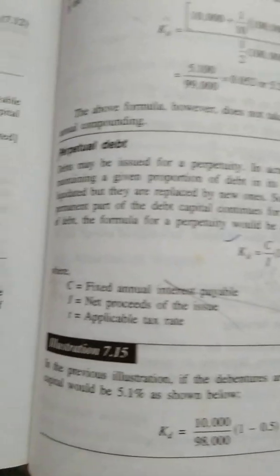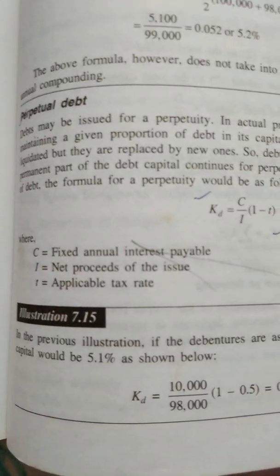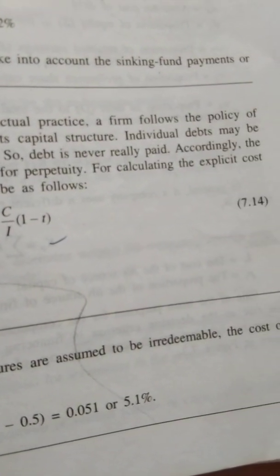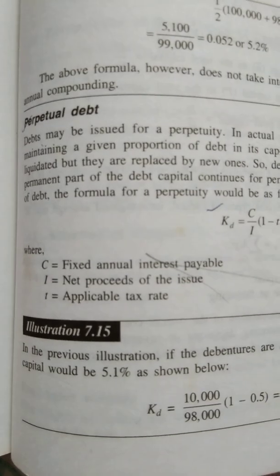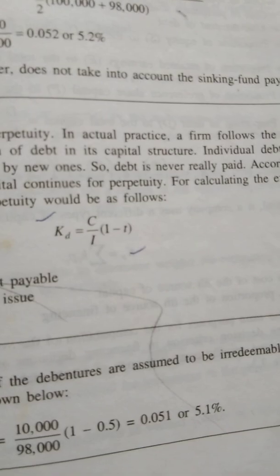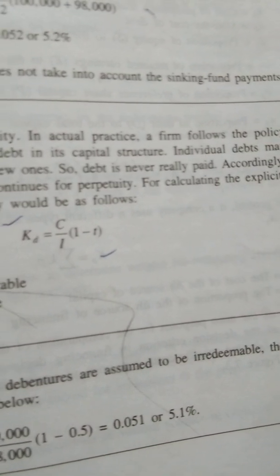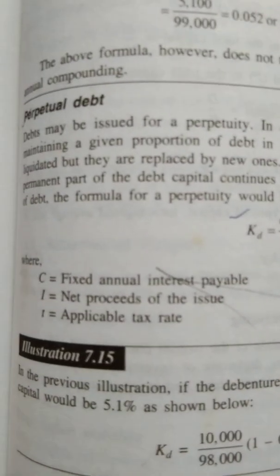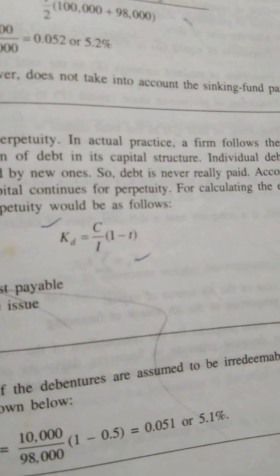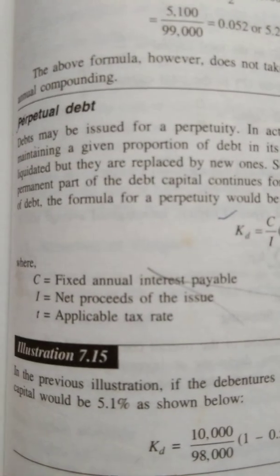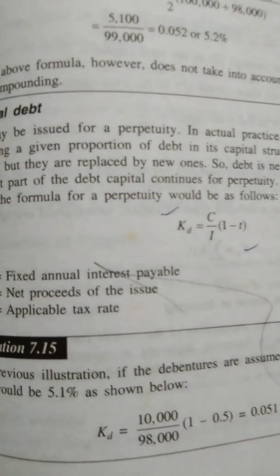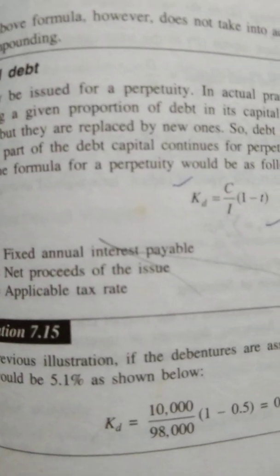And lastly is perpetual debt. What is perpetual debt? In actual practice a firm follows the policy of using debt, as debt is, as we know, a cheaper capital. One debt may be repaid, but another debt is taken. So in real life one debt is replaced by another new one, so debt is never really paid. That's why perpetual debt is very common to a business.